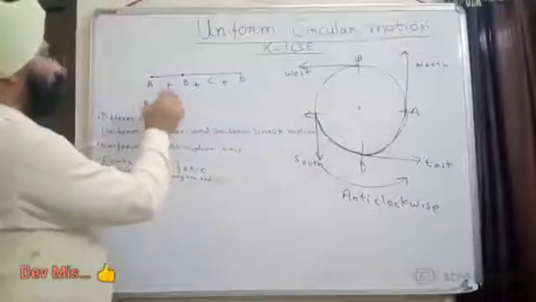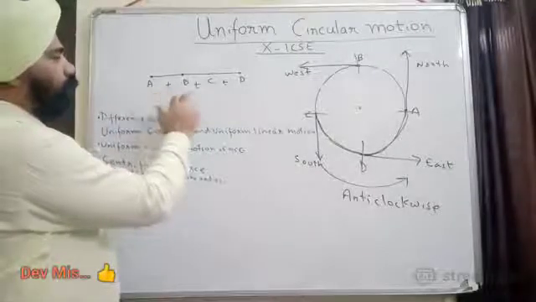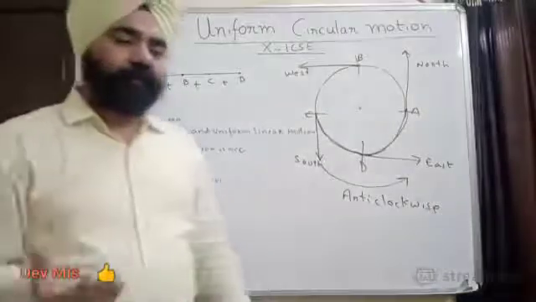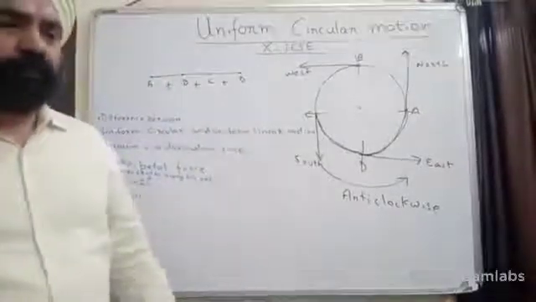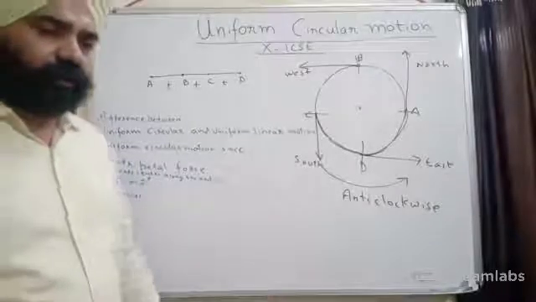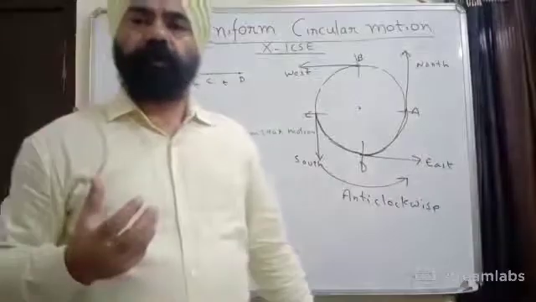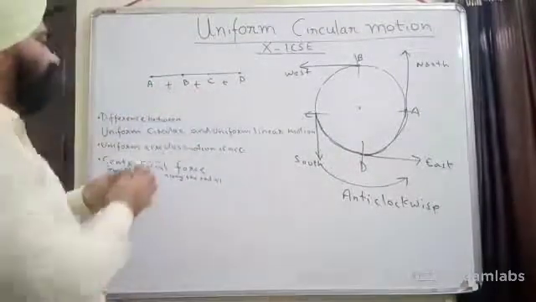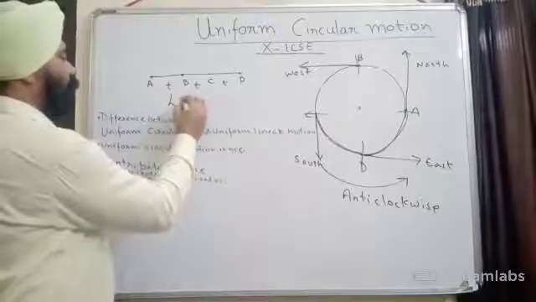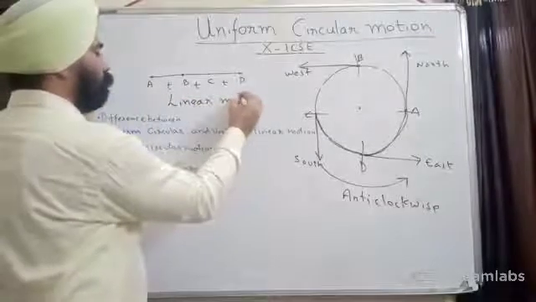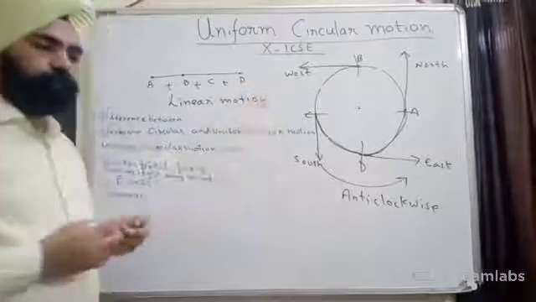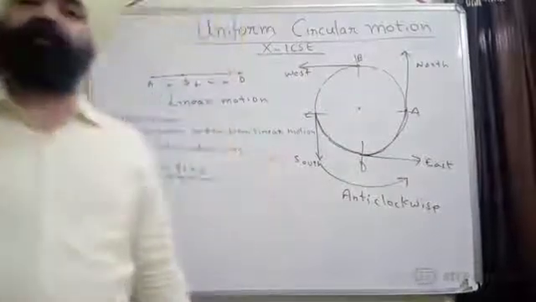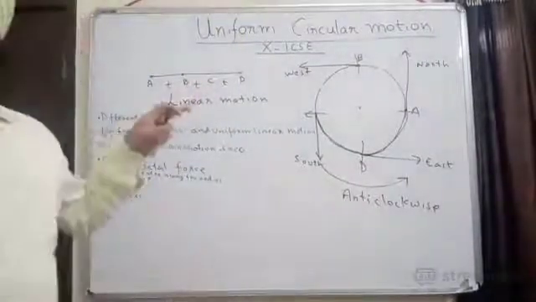So here also it is doing the same thing, from A to B, from B to C, from C to D, and it is taking the same time. So what kind of motion is this? Shoot quickly, what kind of motion is this? It is covering equal distances in equal intervals of time. This is linear motion. Here we are talking about linear motion. Say it is uniform linear motion. So this is uniform linear motion.